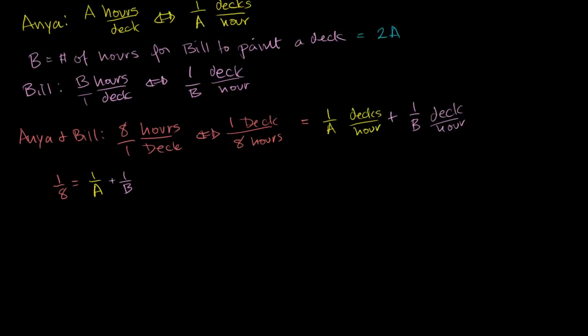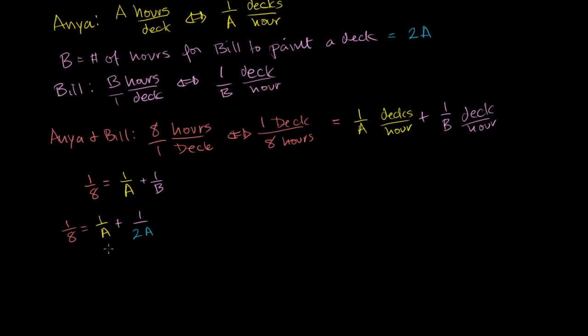So we can rewrite this equation as, I'll stick to the colors for now, 1/8 is equal to 1 over Anya, and instead of writing 1 over Bill, we would write plus 1 over 2 times Anya, since the number of hours Bill takes is 2 times the number of hours Anya takes. And now we have one equation in one unknown, and we can solve for A. The easiest way to solve for A right here is if we just multiply both sides of the equation by 2A.